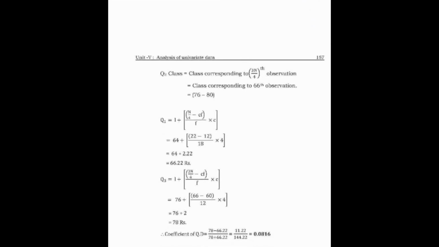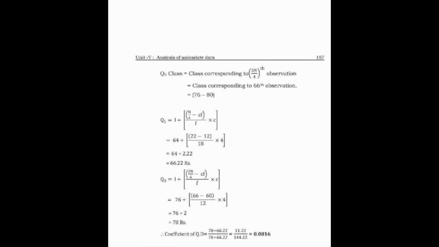Then you substitute in the class interval formula. Q1 is equal to L plus (n by 4 minus CF) divided by F, into C. Substituting, L is 64, that is the lower limit, plus n by 4 is the 22nd, minus 12, divided by 18, where 18 is the frequency, into C which is 4. Just substituting the values, you get 66.22 as the answer.